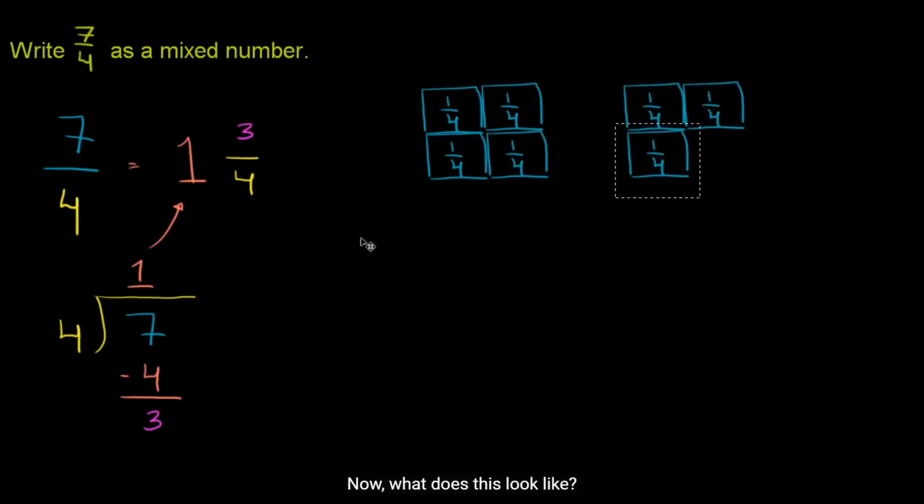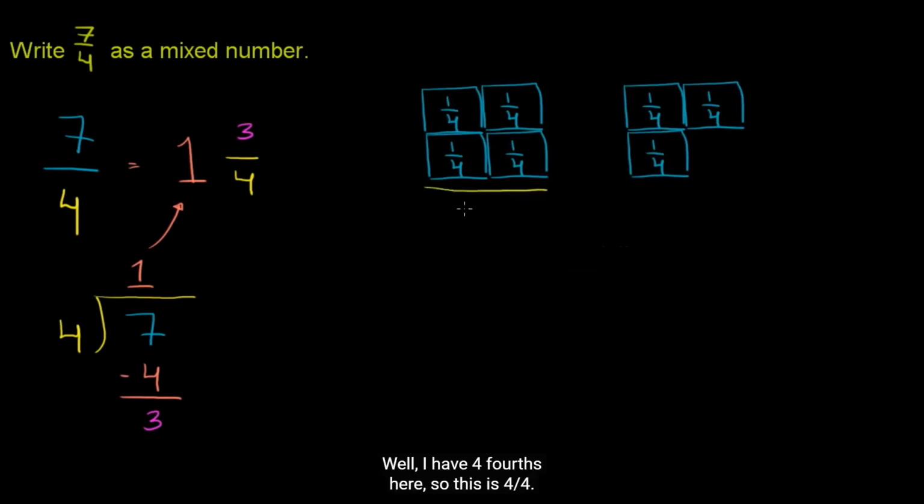Now, what does this look like? So all I did is I rewrote 7/4 as 7 1/4. I just kind of drew it for you. Now, what does this represent? Well, I have 4/4 here, so this is 4/4. This right here is 3/4. Notice 7/4 is 4/4 with 3/4 left over.